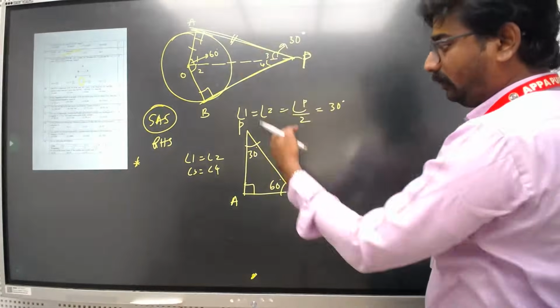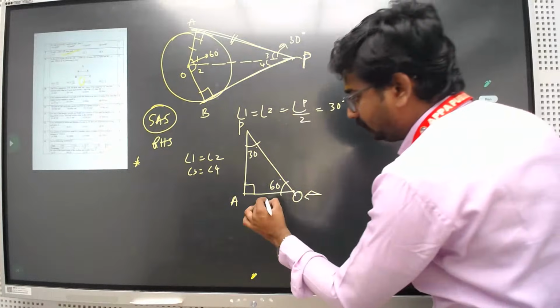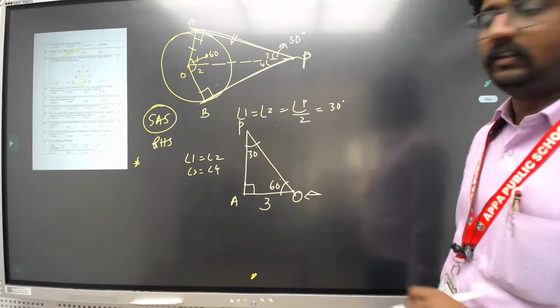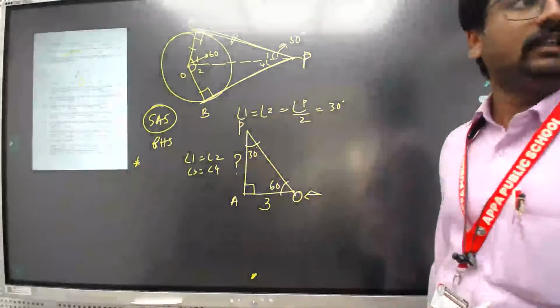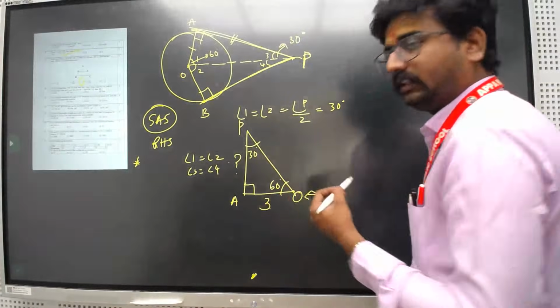Okay, I'm just drawing the equivalent triangle here. Radius they have given as 3 centimeters. What should I find? Length of the tangent AP. Opposite by adjacent.